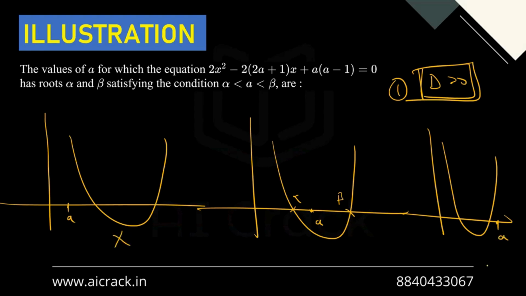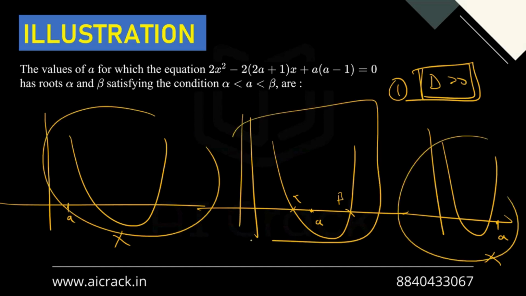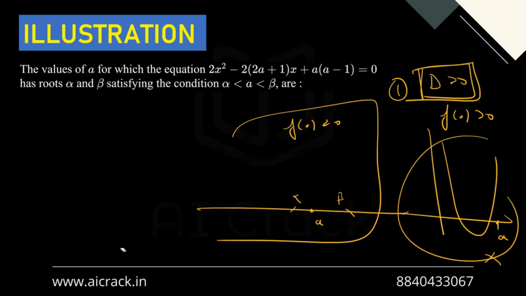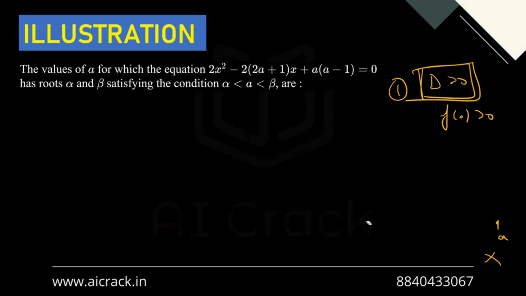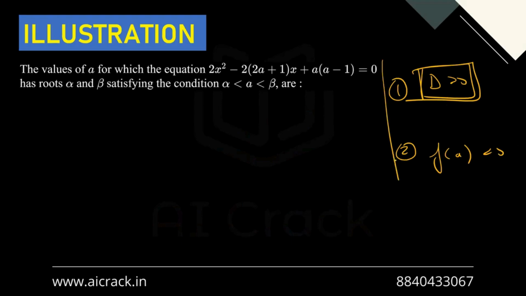Now we have to eliminate this one and this one, because we have to have a between alpha and beta. What is the major differentiator between these two and this one? We can see that in both these cases, f(a) is positive. In this particular case, f(a) is negative. So our second condition would be f(a) should be negative. So we have got these two conditions for this particular question.